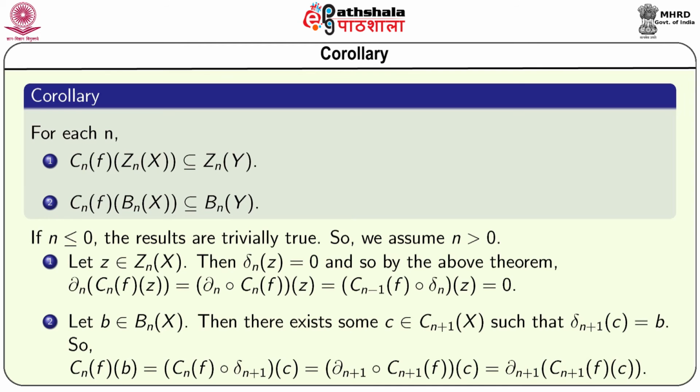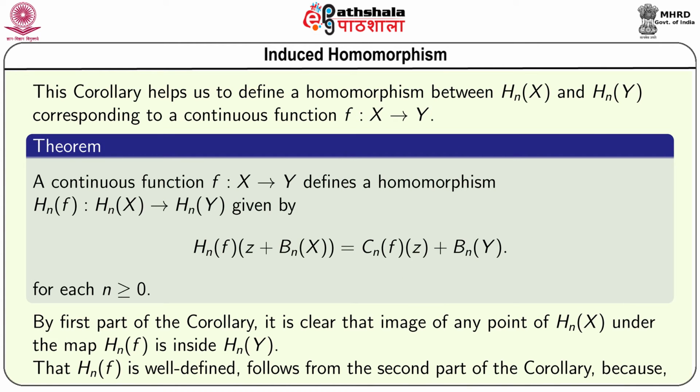So, we have the result, and this corollary helps us to define a homomorphism between H_n(X) and H_n(Y) corresponding to a continuous function f from X to Y. And the map is very naturally defined, that if we start with a continuous function f from X to Y, then we can very well define a function H_n(f) from H_n(X) to H_n(Y) for every n greater than or equal to 0 by the formula that it takes an element of H_n(X).